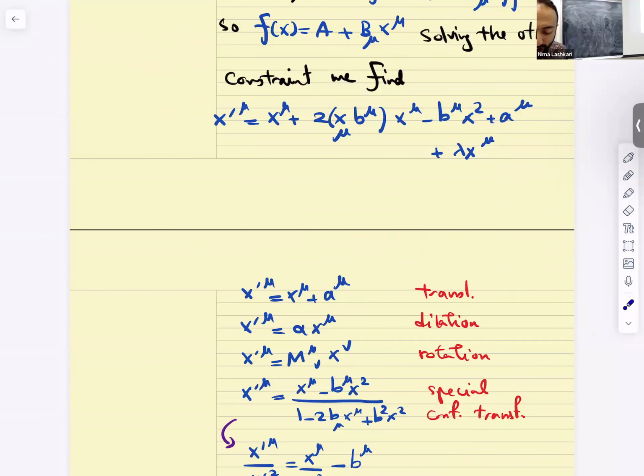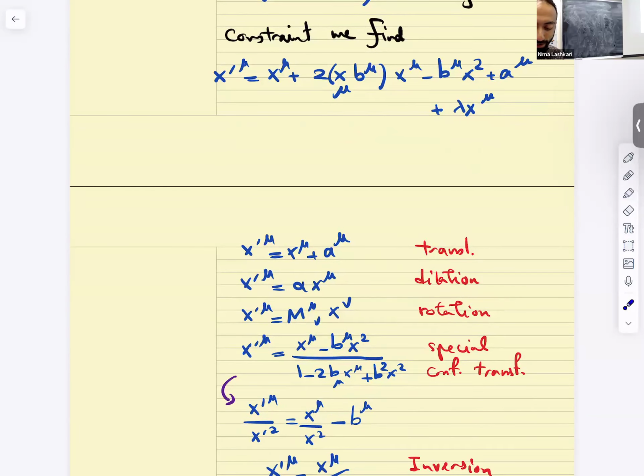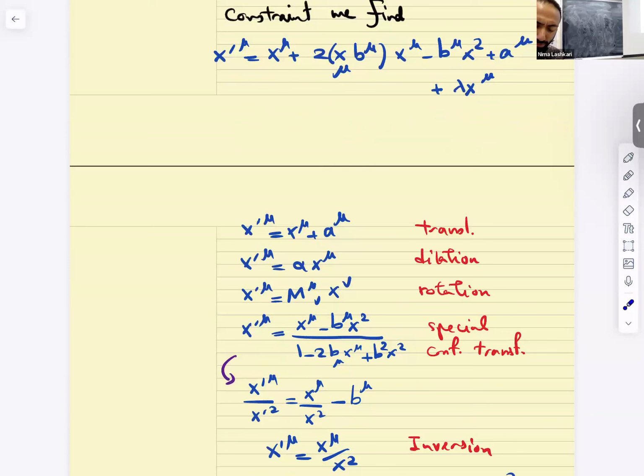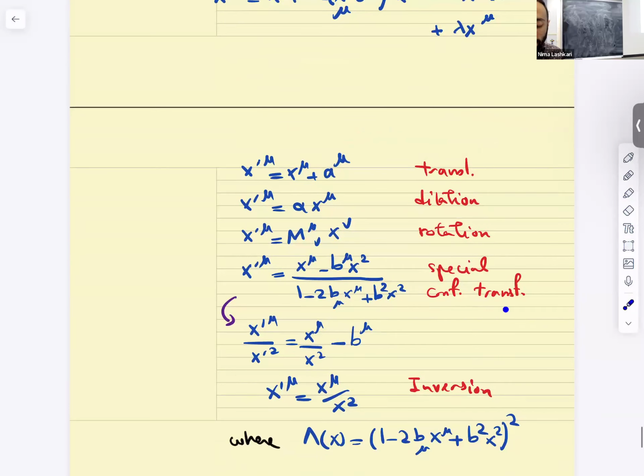There are translations, dilatations, rotations. This is the Euclidean Poincare group, which is SO(D). Then we have the special conformal transformations. No, I misspoke, sorry. So you have translations, dilations, rotations, and special conformal transformations. Special conformal transformations could be written in this form, which means inversion, translation, inversion back.